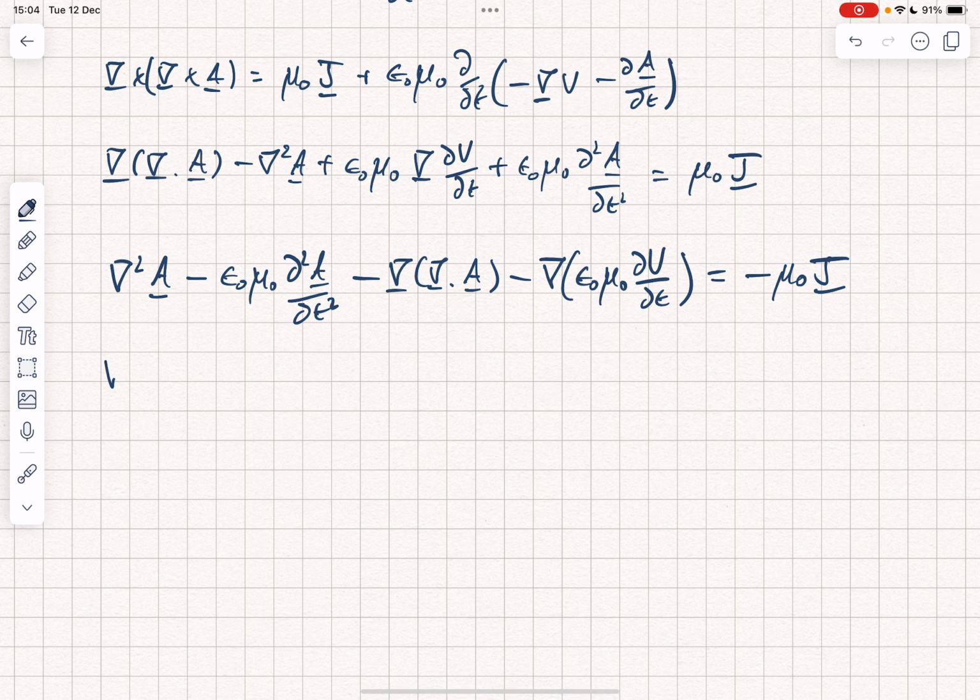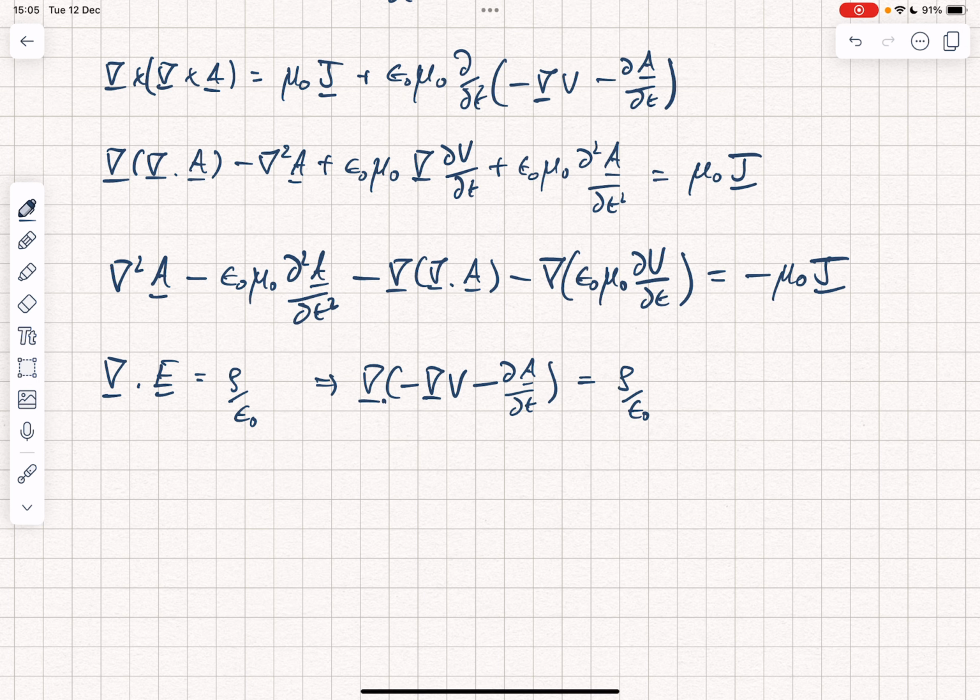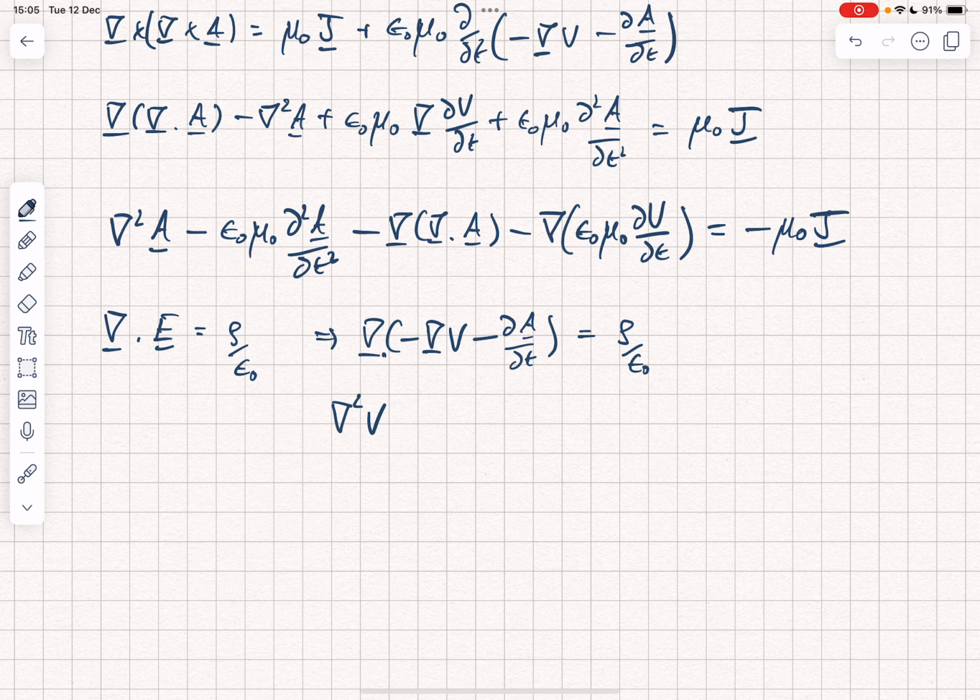If we now go to Gauss's law, we have that the divergence of E is equal to rho over epsilon naught, and that tells us that when we substitute in, the divergence of minus grad V minus dA by dt is equal to rho over epsilon naught, and therefore del squared V plus d by dt of div A is equal to minus rho over epsilon naught. Again, it's a mixed equation. It includes no time variation of V, and we want to get rid of it.